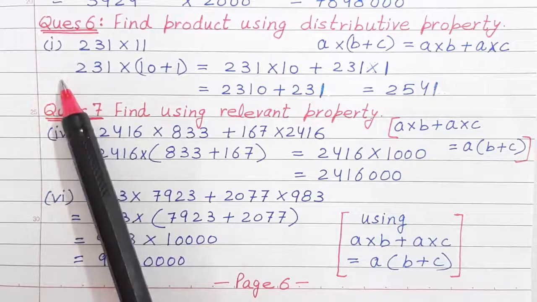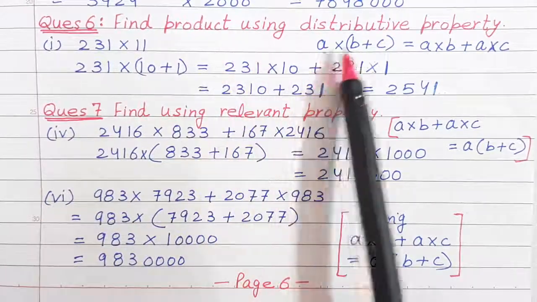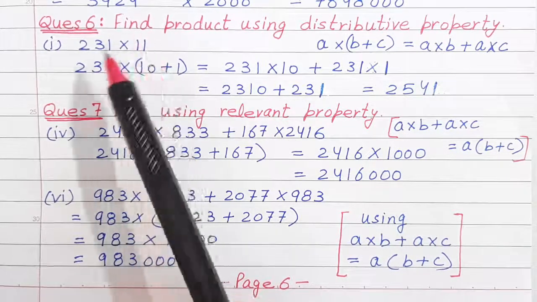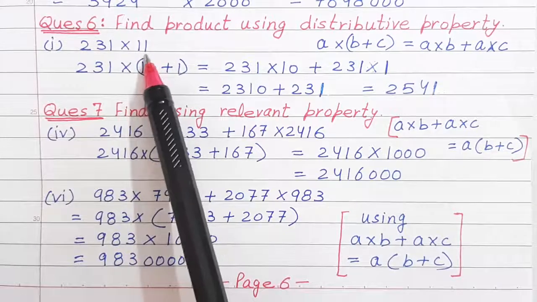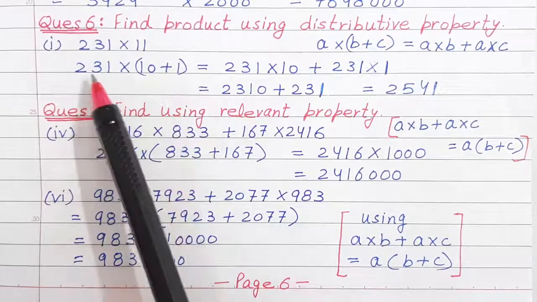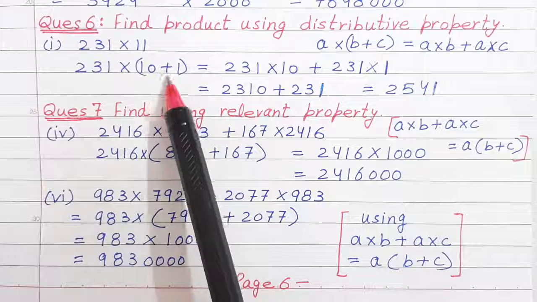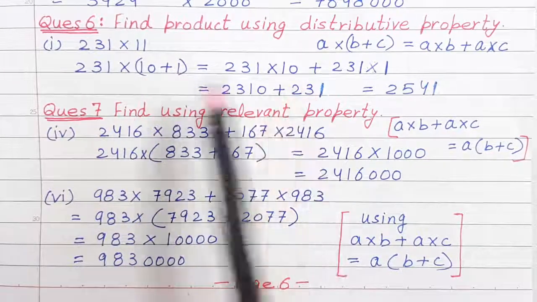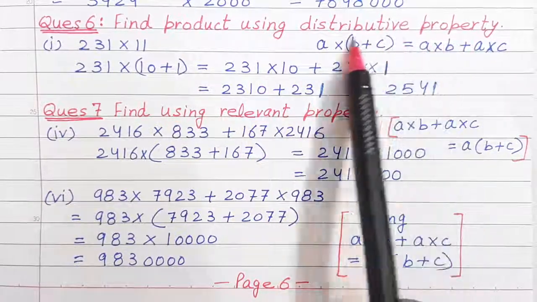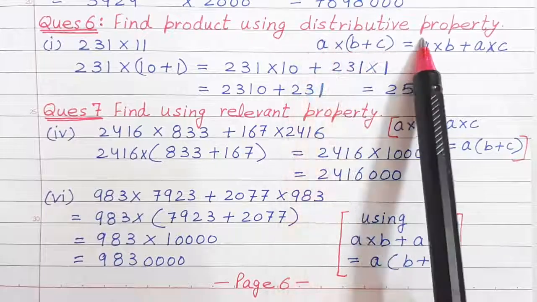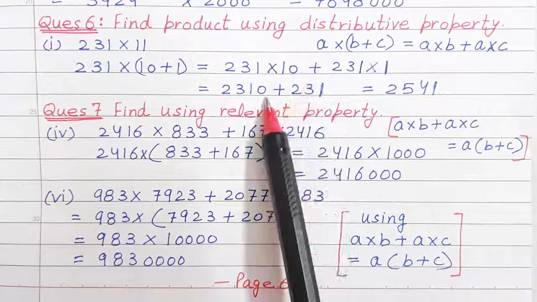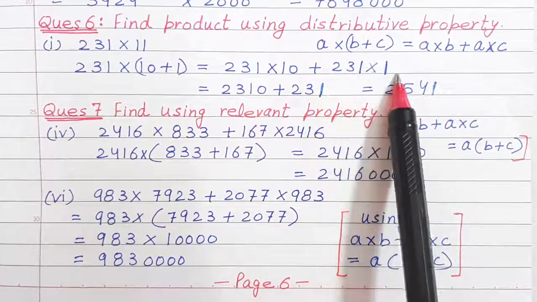Now see question number 6. Find product using distributive property. 231 multiply by 11. Now children, this 11 I can write it as 10 plus 1. Keep this in bracket. So 231 multiply by 10, then open the bracket, plus 231 multiply by 1. This is, we are using the distributive property. By using this property, the calculation will become easy. So 231 into 10, you just have to put 1 0 here. 231 into 1 as it is.